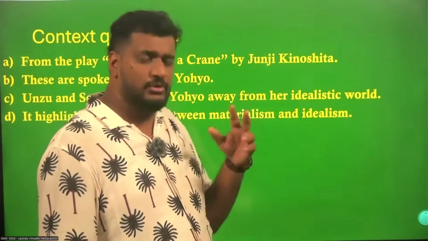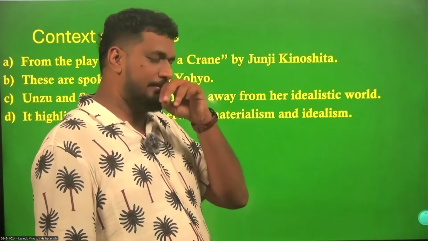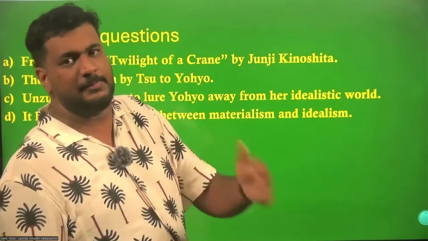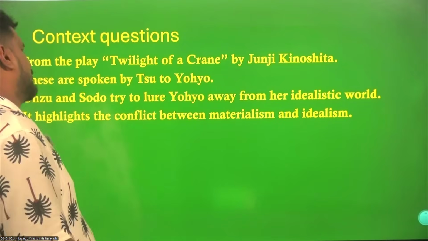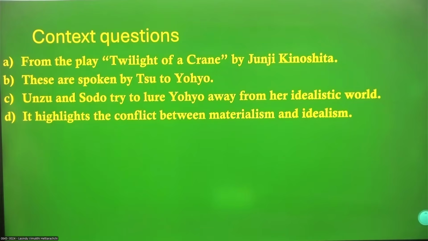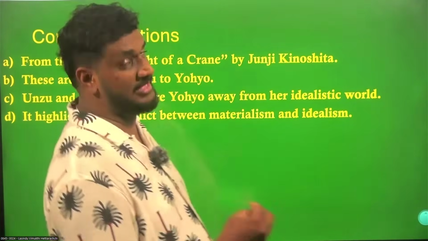With the arrival of Zoo only, he becomes a man. He becomes a talented person. He becomes a person with some kind of personality, right? So you can understand who provides the support. The support is given by Zoo. Don't forget that, right? This is what we have to pay attention to. These are spoken by Zoo to Yohio. Unzu and Sodo try to lure Yohio away from her idealistic world. It highlights the conflict between materialism and idealism. Yes, this is the main theme that we discuss.